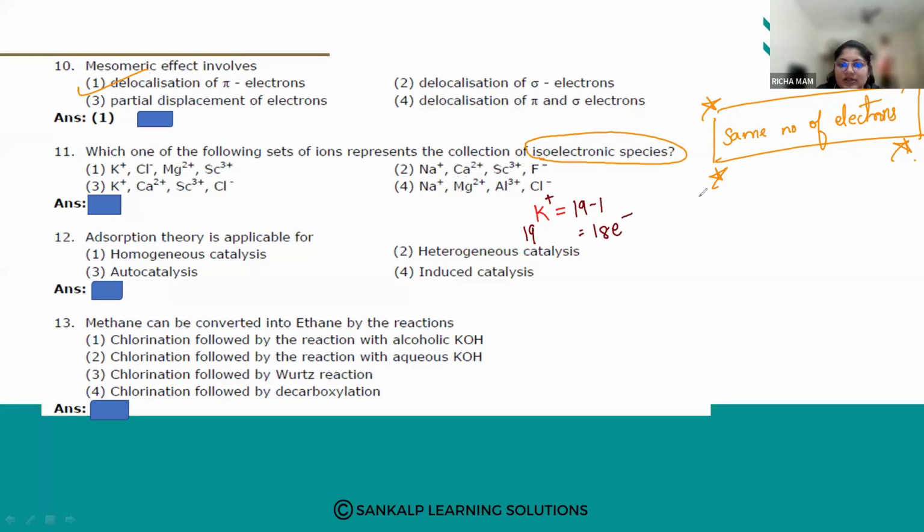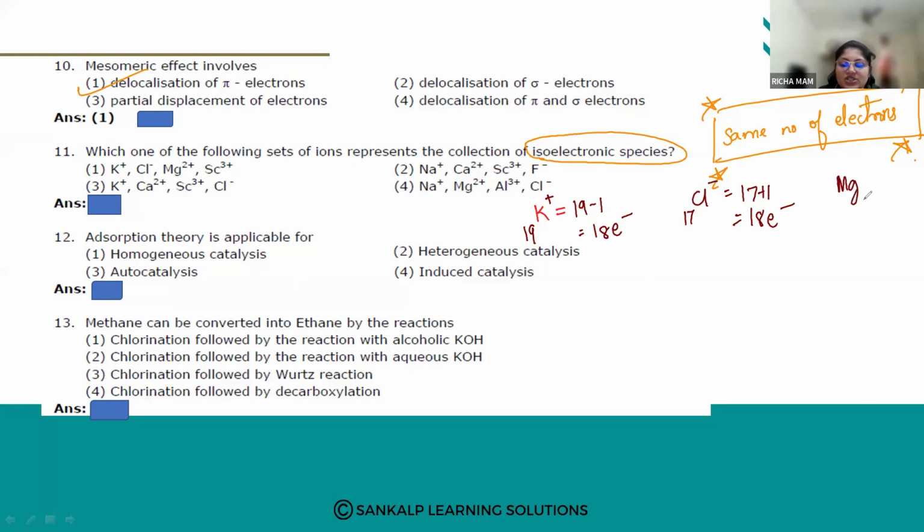Now, next is chlorine. Chlorine has 17. Chlorine minus means you are adding 1 electron, so 17 plus 1 will be 18 electrons. Whenever you have plus, you are subtracting. Whenever you have minus, you are adding 1 extra electron. Next is Mg.